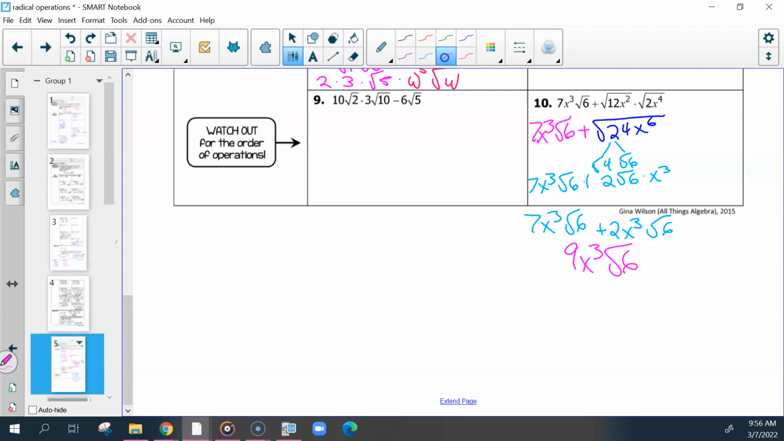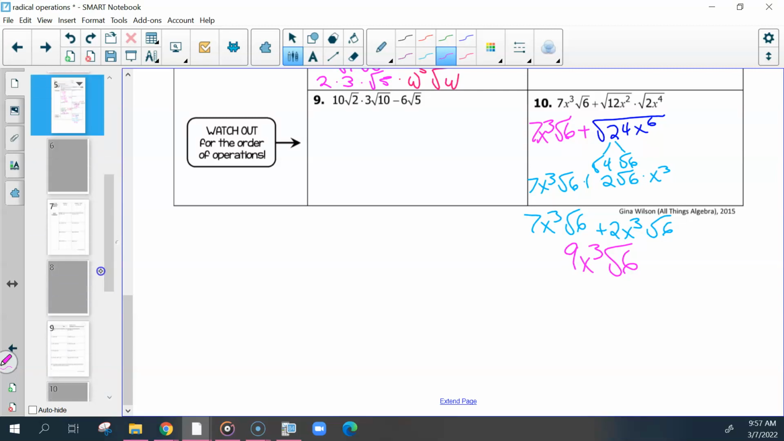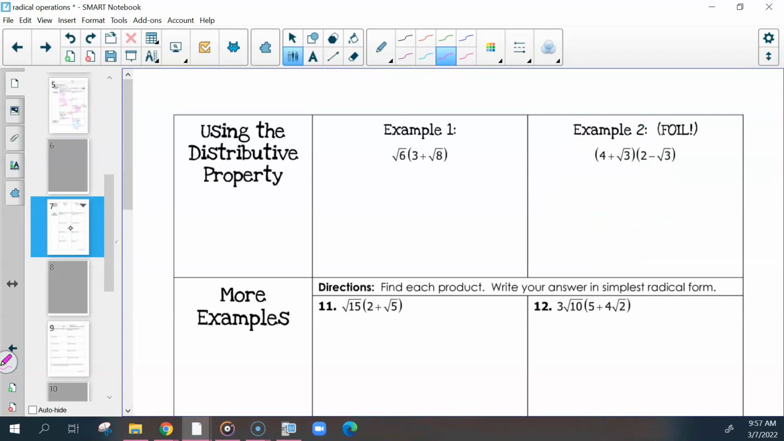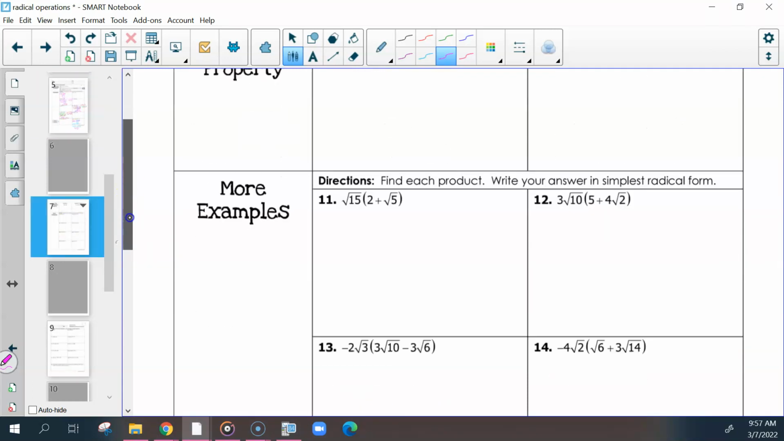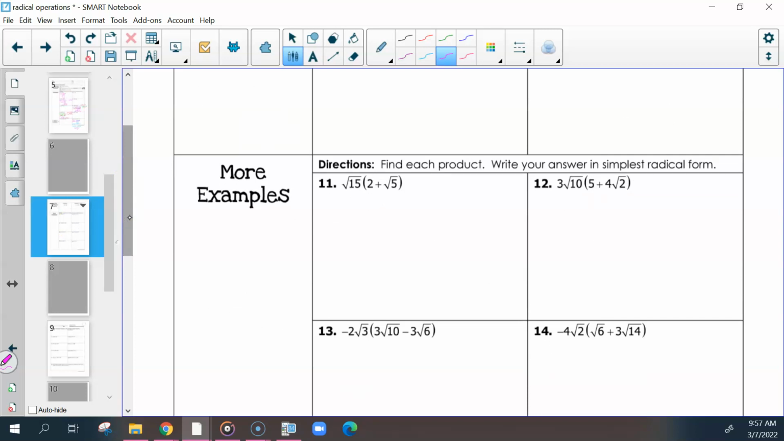So next class there is one last thing we have to talk about. So I'm going to give you time to practice this. We're going to talk about this, and then we're going to do some problems from the review.